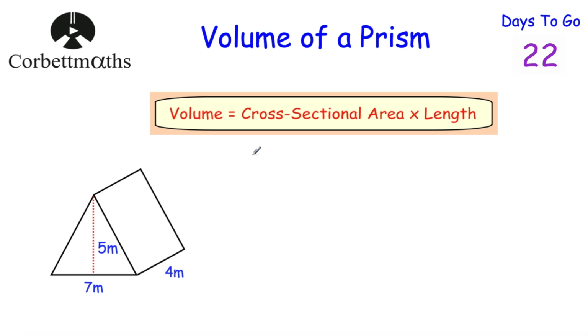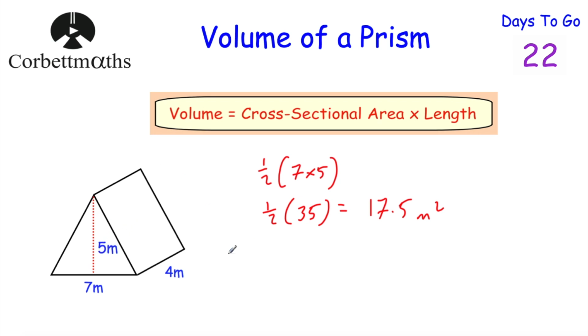So we're going to find the area of this triangle. To find the area of a triangle, we do half the base times the height. We could either do half of 7 and then multiply that by 5, or we could do 7 times 5 and then half it. So I'm going to do half of 7 times 5. 7 times 5 is equal to 35, so half of 35 is equal to 17.5 meters squared. So the area of the front of this triangular prism is 17.5 meters squared.